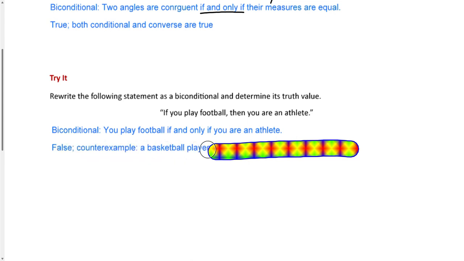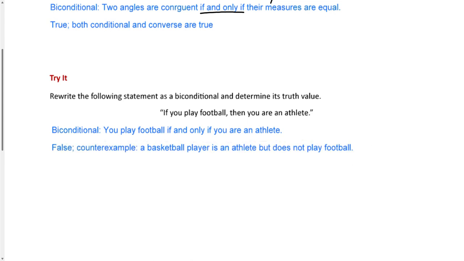Now let's test the validity here. Well, I played basketball and I was an athlete. Maybe I was close to an athlete if I think I was, but I didn't play football. So this would be a false statement. How? Because we can provide a counterexample by saying a basketball player is an athlete and he doesn't play football. Well, you could say a baseball player is an athlete but doesn't play football. A cheerleader is an athlete but they do not play football. So any way to prove this example to be false.